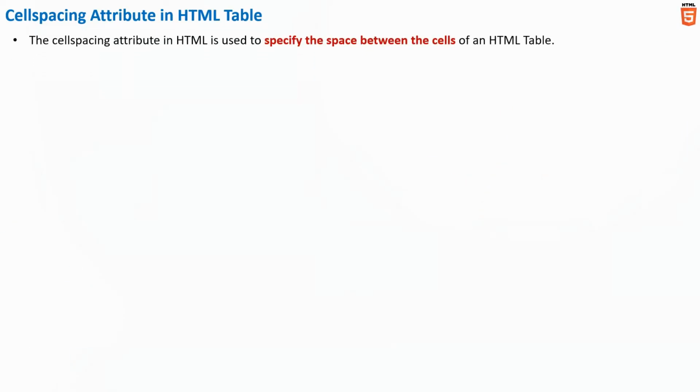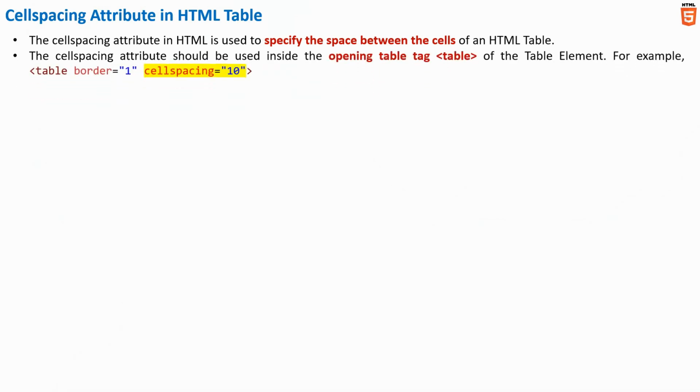So friend, let's start. The cell spacing attribute in HTML table is used to specify the space between the cells of the HTML table. Thus the cell spacing attribute should be used inside the opening table tag of the HTML table. For example, we will have the opening table tag where we will use the cell spacing attribute with some value, say 10 pixel.